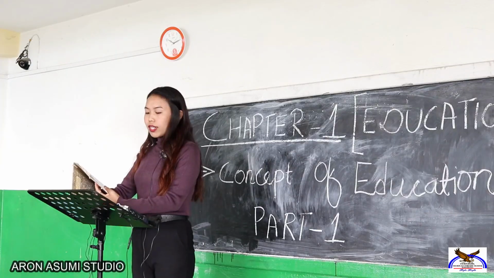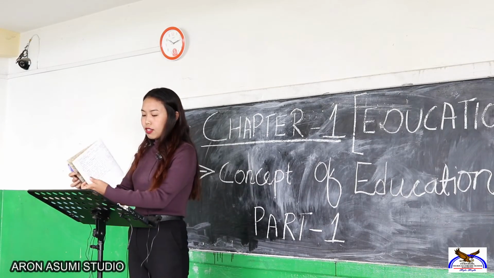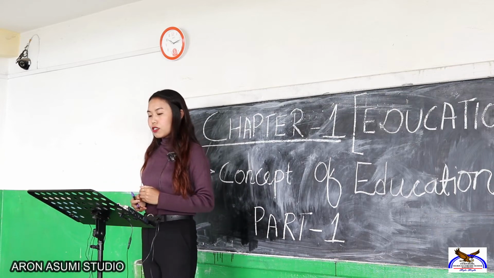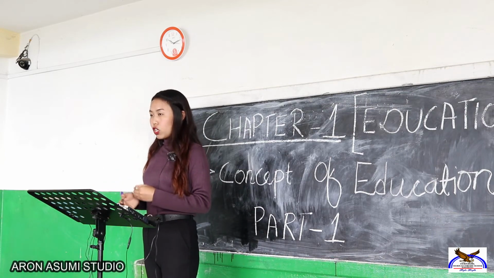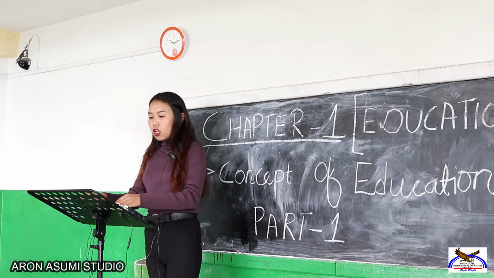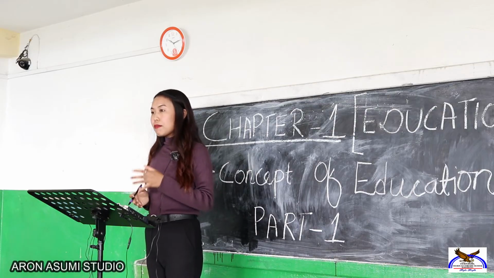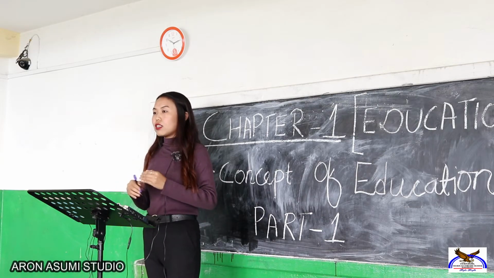Moving on, let's look at the salient features of education. What do you understand by salient features? Salient features means facts or important points of education, in other words. So point number one, education is systematic. Education is systematic means education takes place in an orderly manner.